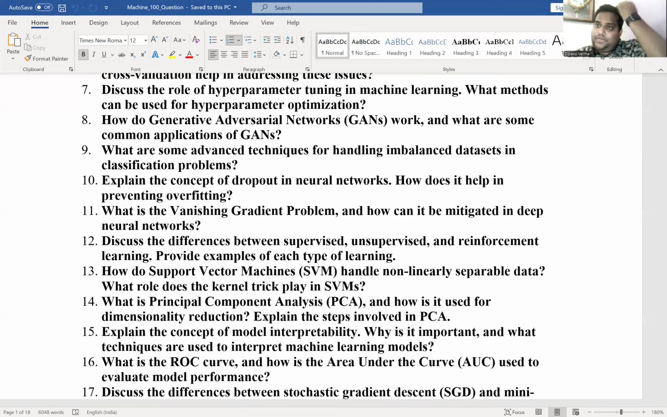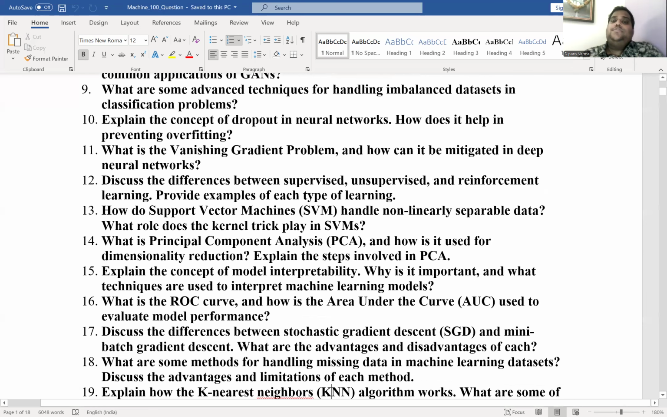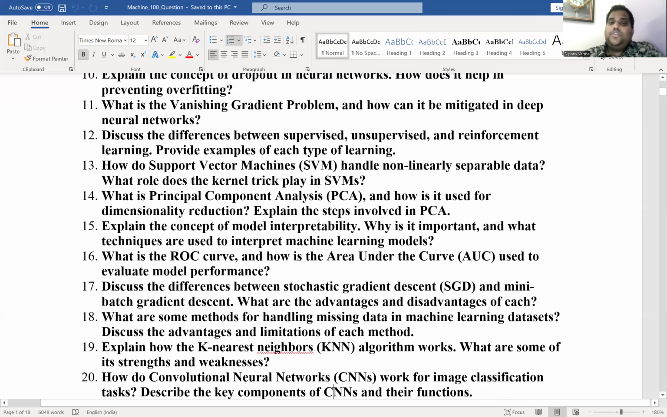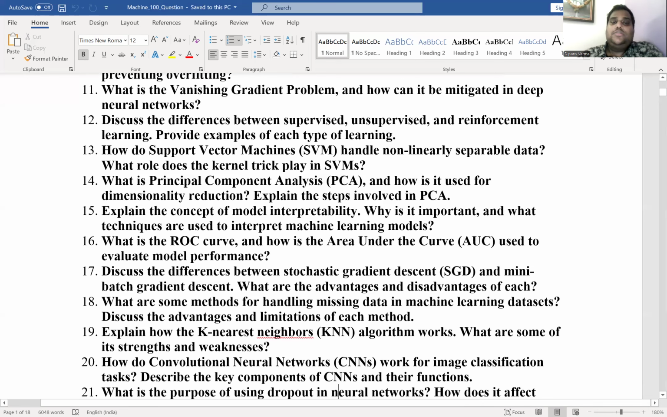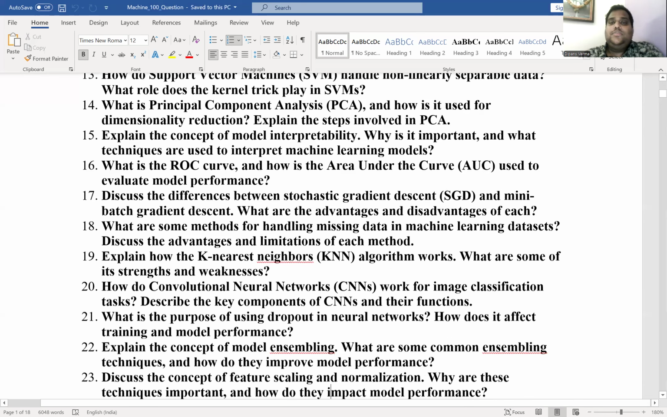Okay, that's completely fine. So vanishing gradient problem, I can go ahead. Okay, difference between supervised, unsupervised and reinforcement learning. Okay, I can try to understand SVM and how the SVM can handle non-separable data.